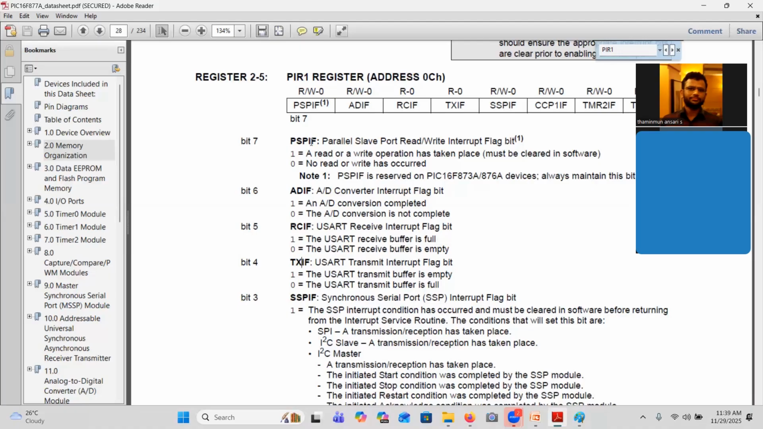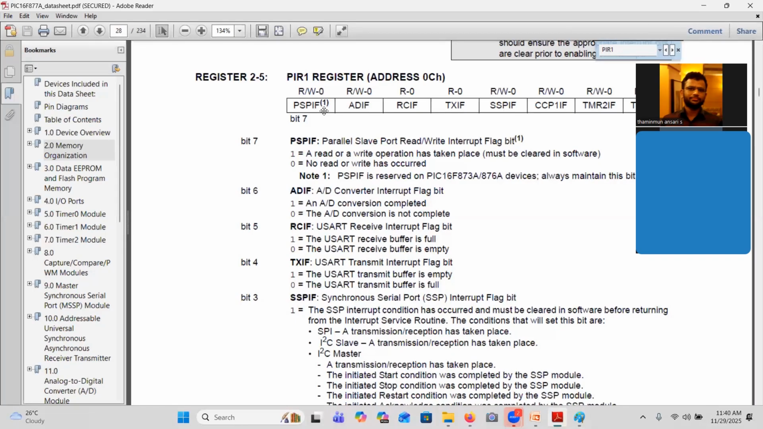This is to ensure that the byte we transmitted from master to slave has been successfully completed. If it is completed, then this flag will be set to 1. Whether that slave is processing it or not doesn't matter to us. What matters is whether we shifted it properly. If that happened, immediately this bit will be set to 1. This is the parallel slave port interrupt flag.